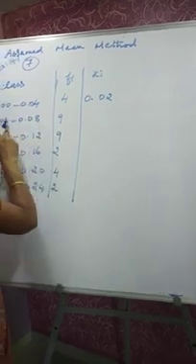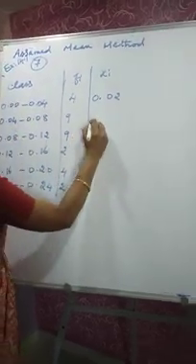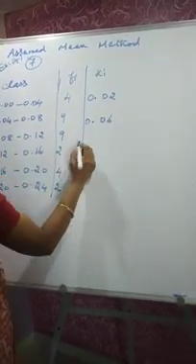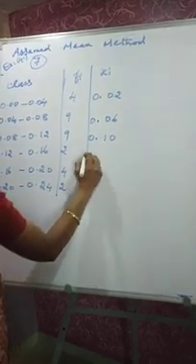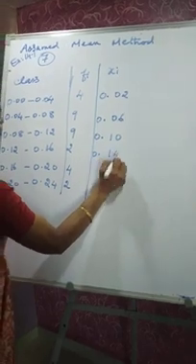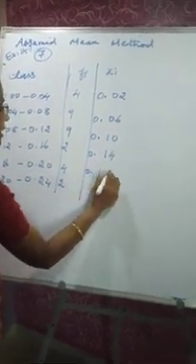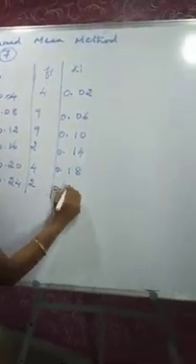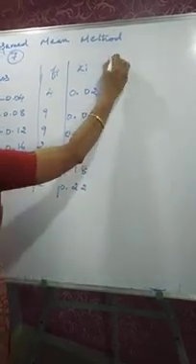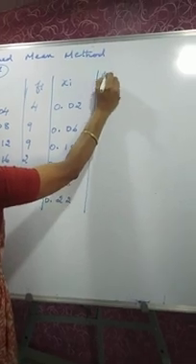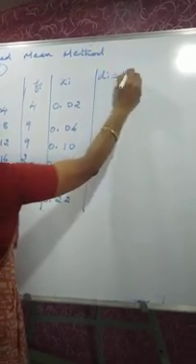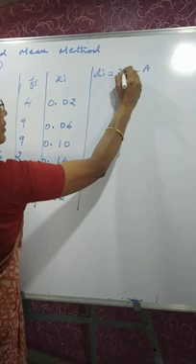In the second entry, sum of these two numbers divided by 2 gives 0.06. Third entry is 0.10. Then 0.14, 0.18 and 0.22. Let us go for the next column, di, which is xi minus a.